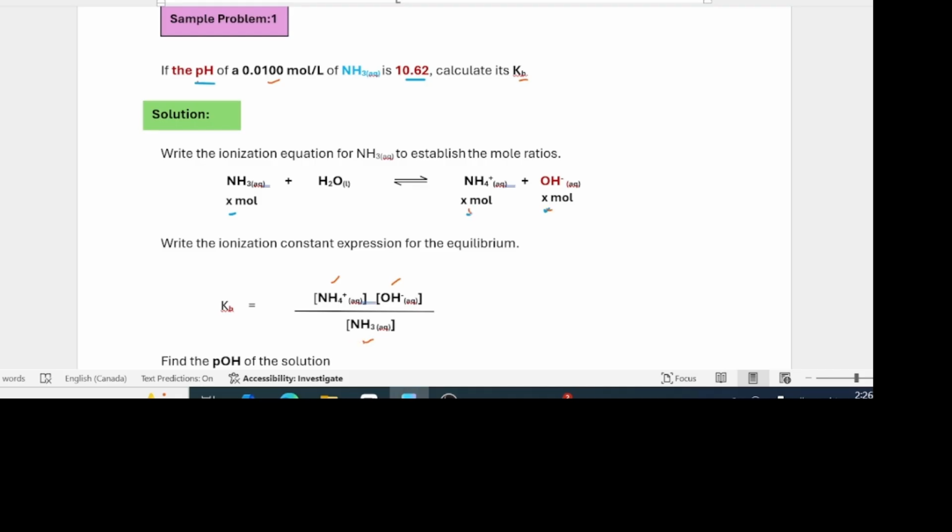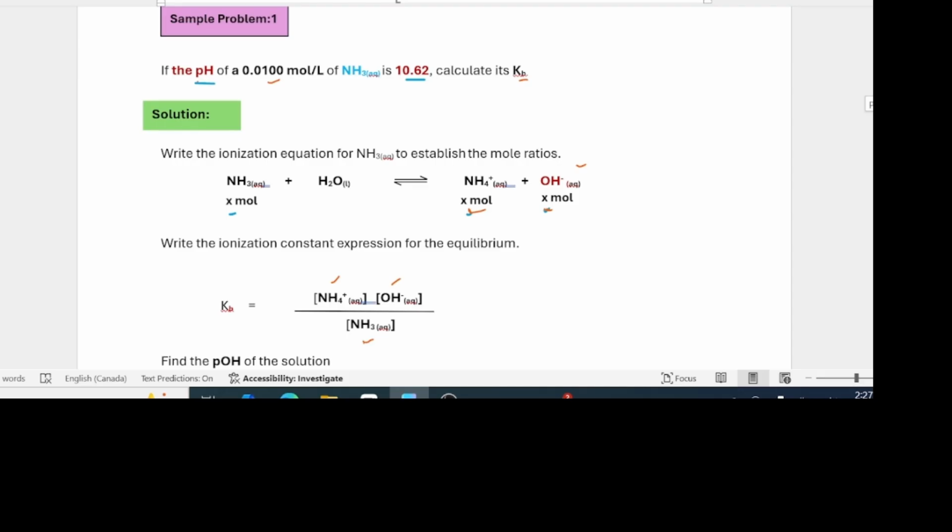If we can find out what is the concentration of OH ions, we can know what is the concentration of the ammonium ions, because according to the mole ratios here, x moles of that is giving you x moles of that and x moles of that. So these two here are the same. What will lead us to this? The pH will lead us to calculating the concentration of OH ions, and I want to show you how that is done.